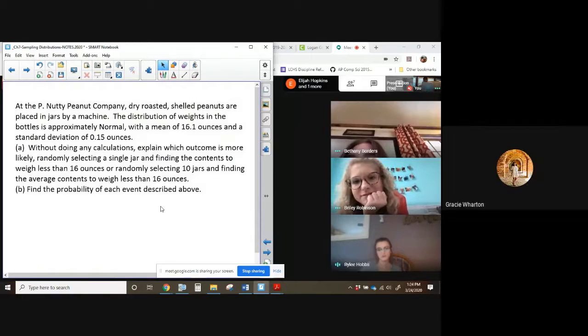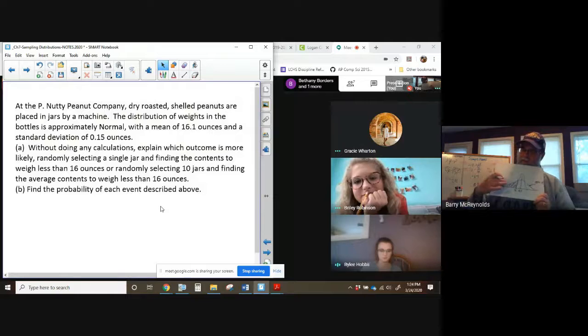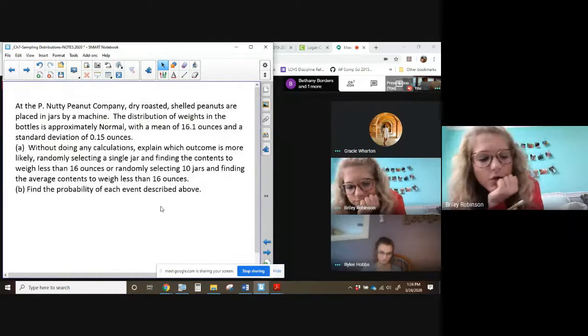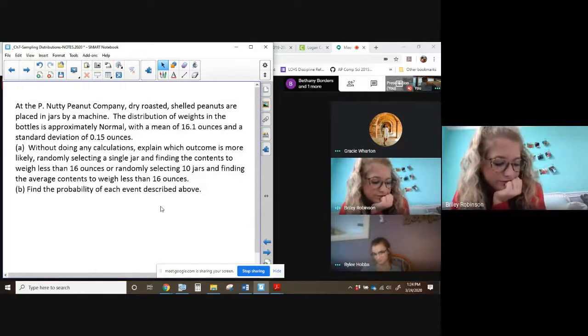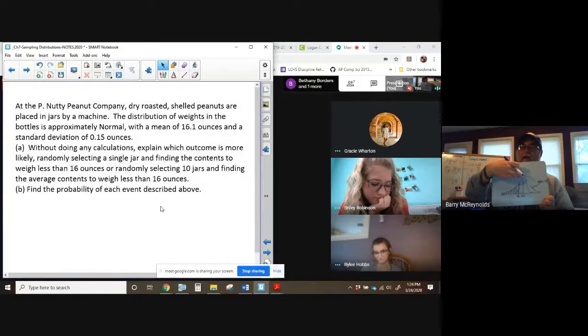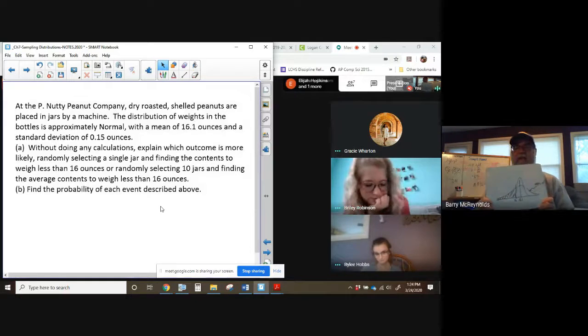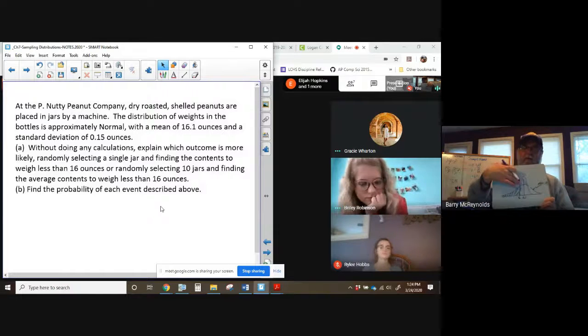There's a lot more possible samples than the population. What's the area under the population curve to begin with? One. What's the area under the sampling distribution curve? It's one also, right? The area under a density curve is always equal to 1.